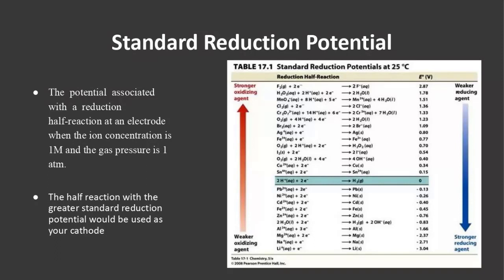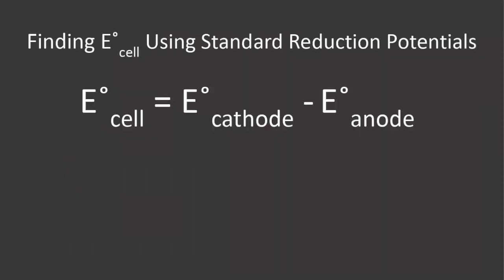These reduction potentials provide us with 2 important things. The first is that whenever you're comparing 2 reduction potentials between 2 different reactions, the more positive reduction potential will be the one happening at your cathode, and the more negative or smaller one will be the reaction happening at your anode. The second is that your reduction potentials allow you to find your E cell at standard conditions.